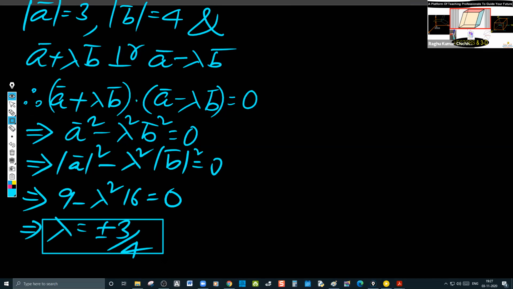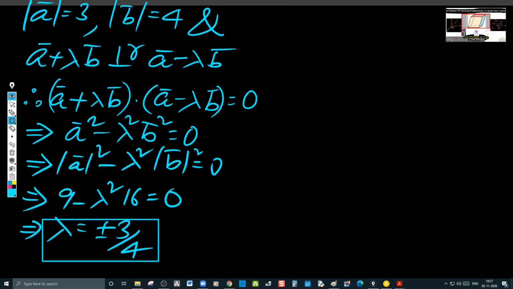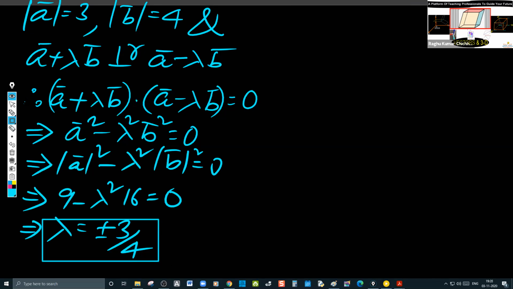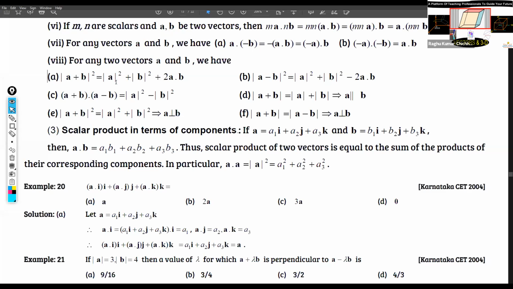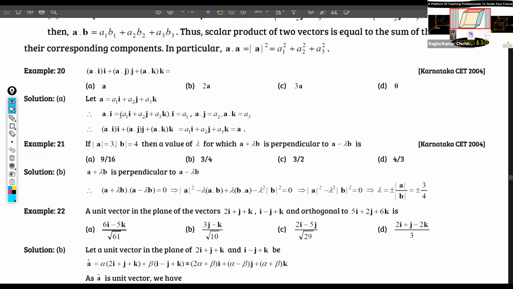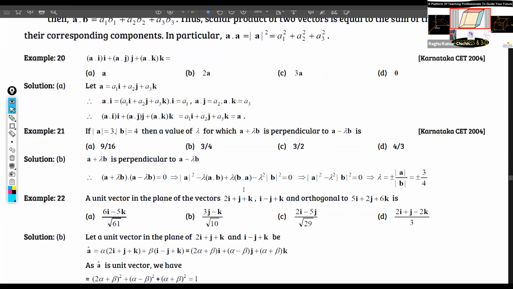I hope you understand it thoroughly. Yes, sir. Clear. Just see that most generally in the dot product, this perpendicularity condition is used. Okay. Now, next question. So what is the answer in this case? 9 by 16 or 3 by 4? Which one? 3 by 4. Plus or minus 3 by 4. But plus or minus is not given. You have to write plus or minus 3 by 4.